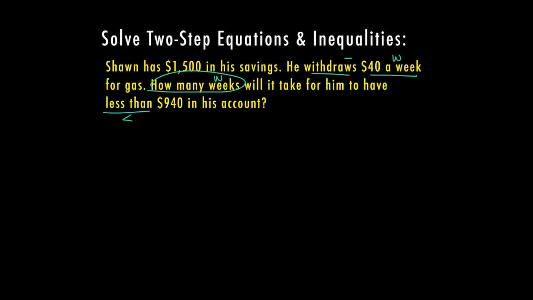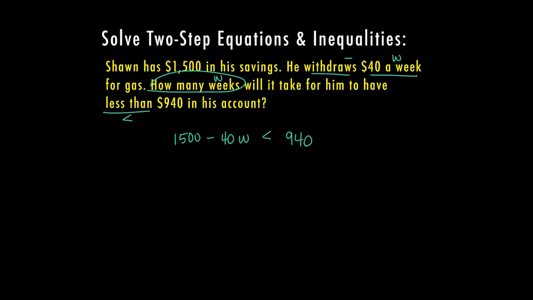And in this case, he starts with $1,500. He's going to subtract $40 per week. And we want to know when he has less than $940. So a lot of times setting these up, as soon as you know which one your variable goes with, is going to be pretty much just writing mathematically what the problem is telling you.